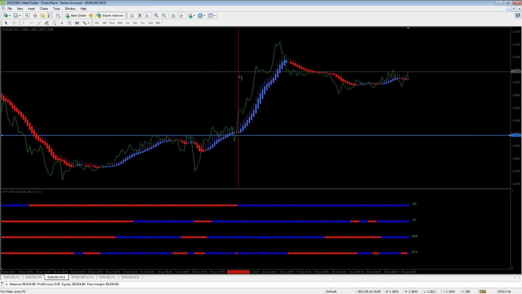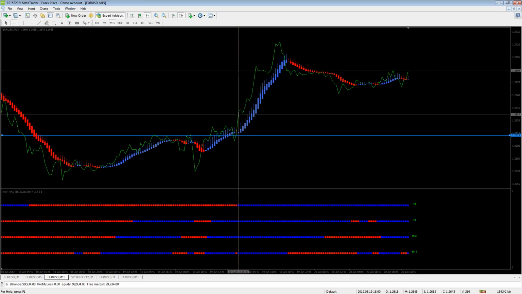In this case all the indicators agree. They're all blue. The Heikin Ashi is blue. The price is above the Heikin Ashi. This is a good area to enter long, and we have here about 80 something pips.